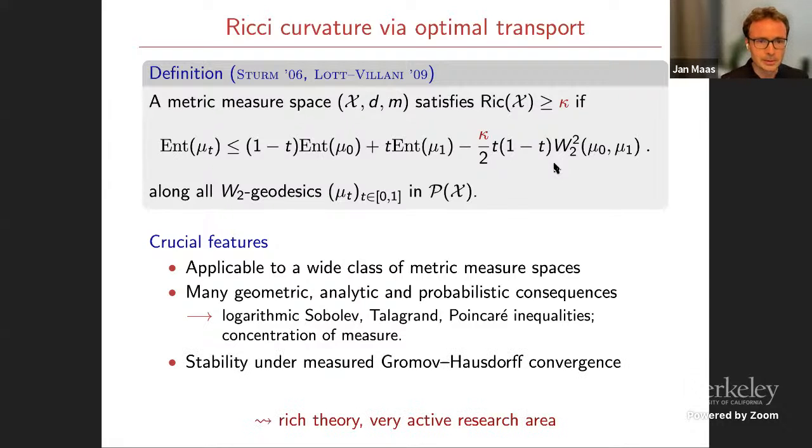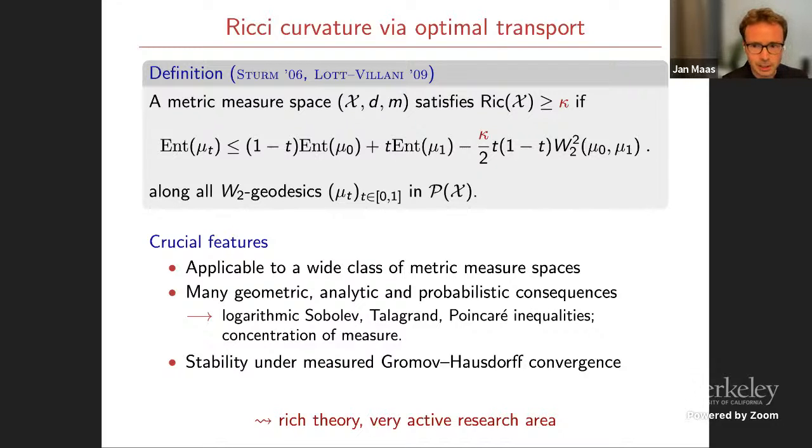And also it's stable under passing to the limit of your metric measure spaces. So it's stable under the notion of measured Gromov-Hausdorff convergence. So there's now a rich theory of optimal transport in this very general setting, and this has become a very active research area.